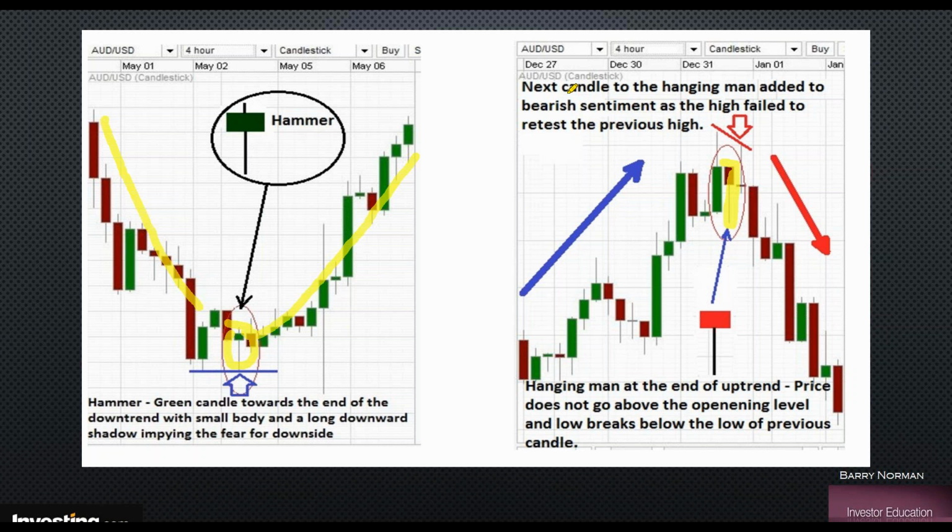Okay. And the next candle, the hanging man, added the bearish sentiment. So we then got another single candle clue. And we moved into a bearish signal, and we would have seen a trend reversal, or we would have traded the price to go down.